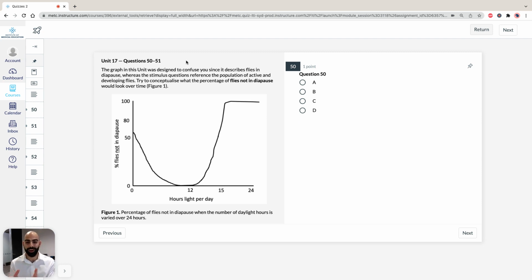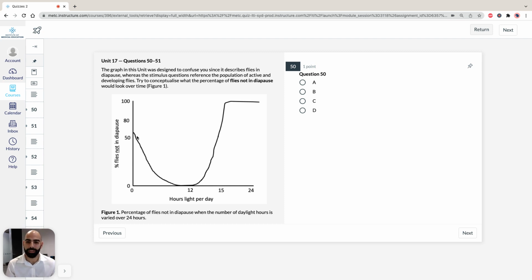Now, you've probably noticed the figure I have here is different to the figure in the stimulus. I flipped the figure. ACER is purposely trying to trick you here, because the figure ACER provides gives you the percentage of flies in diapause, whereas questions 50 and 51 ask about flies that aren't in diapause. So whatever answer you find, it's the reciprocal, so it's flipped. That's why I flipped the graph: on the y-axis I've got flies not in diapause, and on the x-axis it's hours of light per day. Upon reflection, this line should be just a bit lower, but it's still the same idea, the same trend.